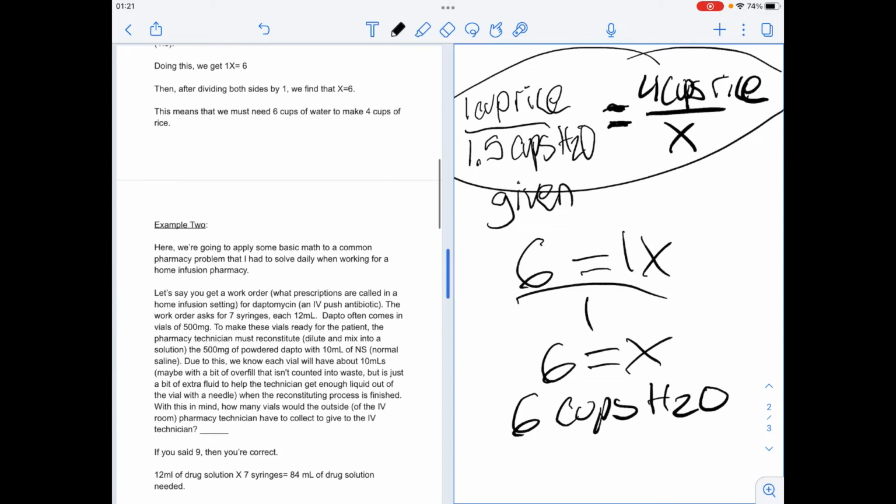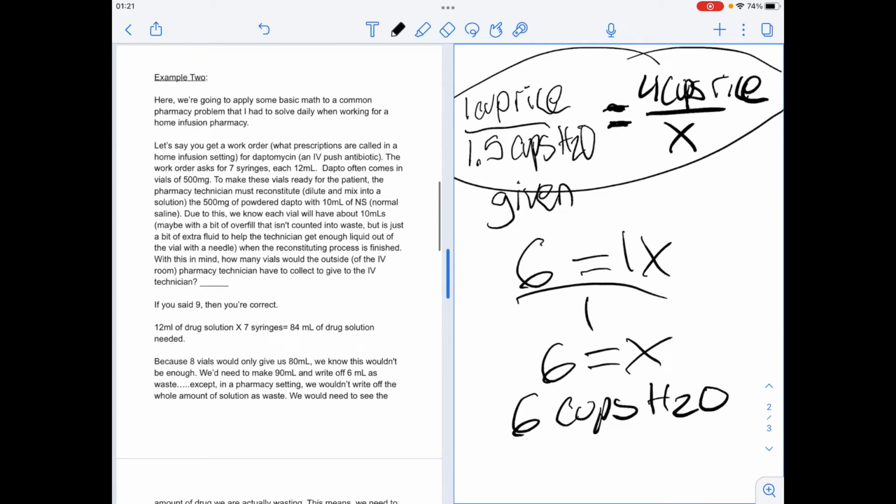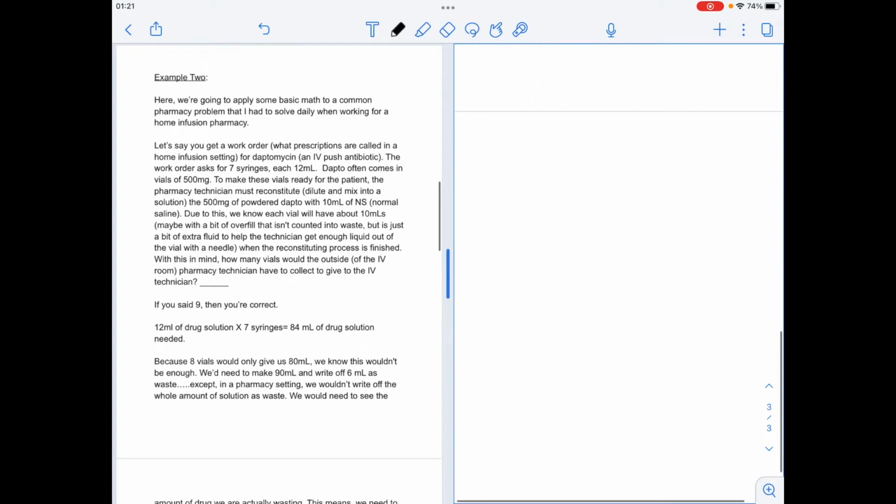Okay, so moving on to example 2. So example 2 is where we get more into actual pharmacy stuff, working with medications. So here we're going to apply some basic math to a common pharmacy problem that I had to solve daily when working for a home infusion pharmacy.